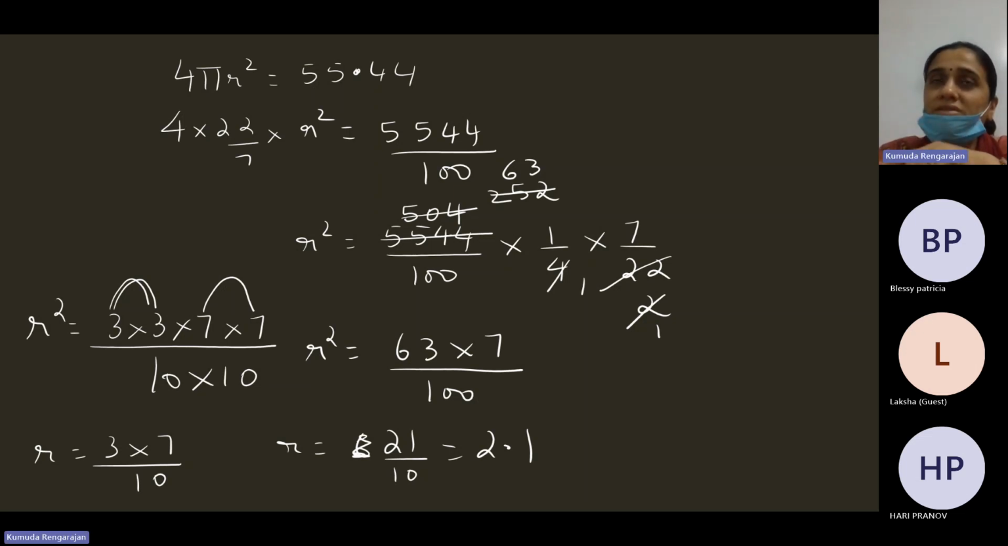Did you do 4 by 3 pi r cubed or r square? You did r square, no?